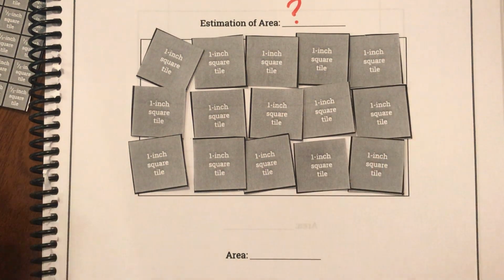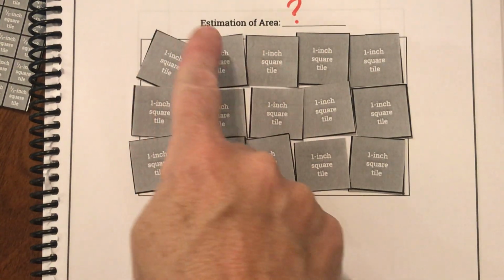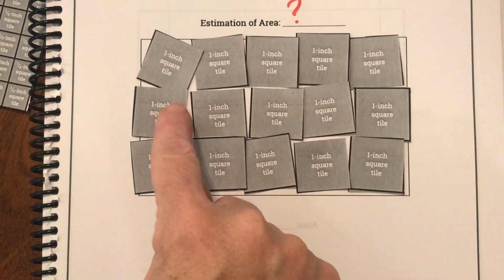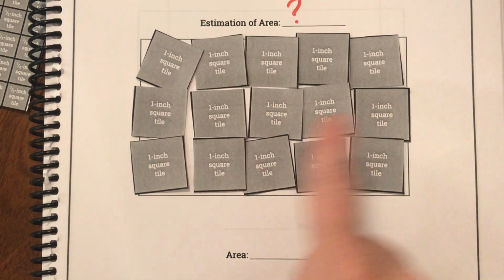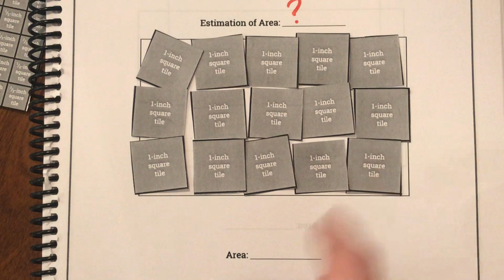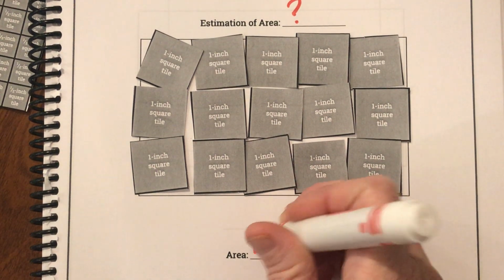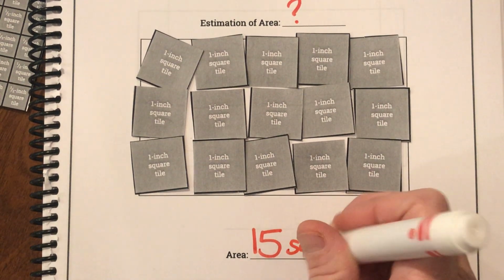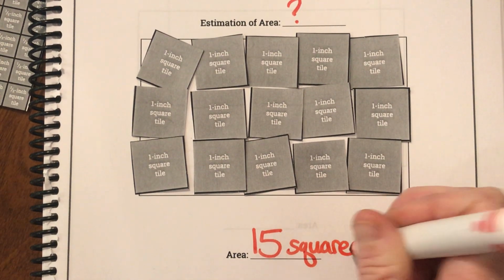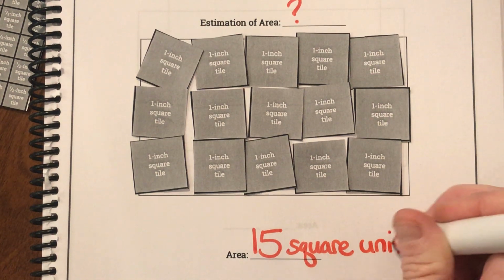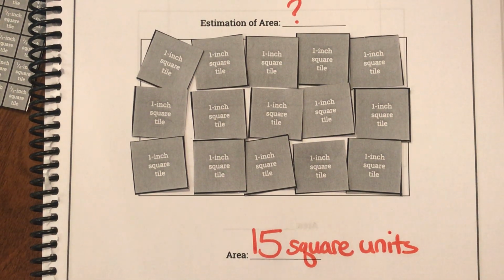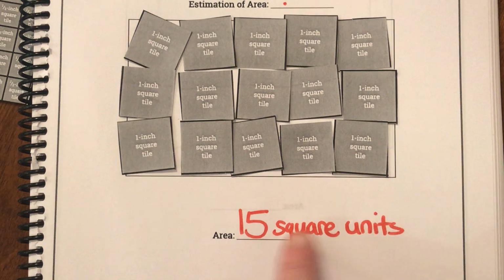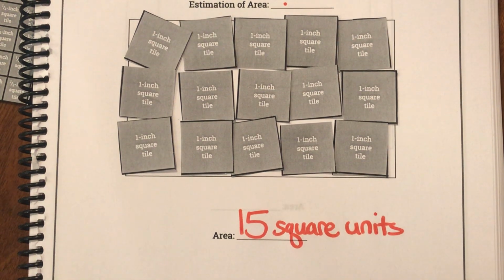So how many tiles did I fit? I fit 1, 2, 3, 4, 5, 6, 7, 8, 9, 10, 11, 12, 13, 14, 15. So my area then is 15 square units. Now these squares are inches, but right now we're just going to use units. Okay.